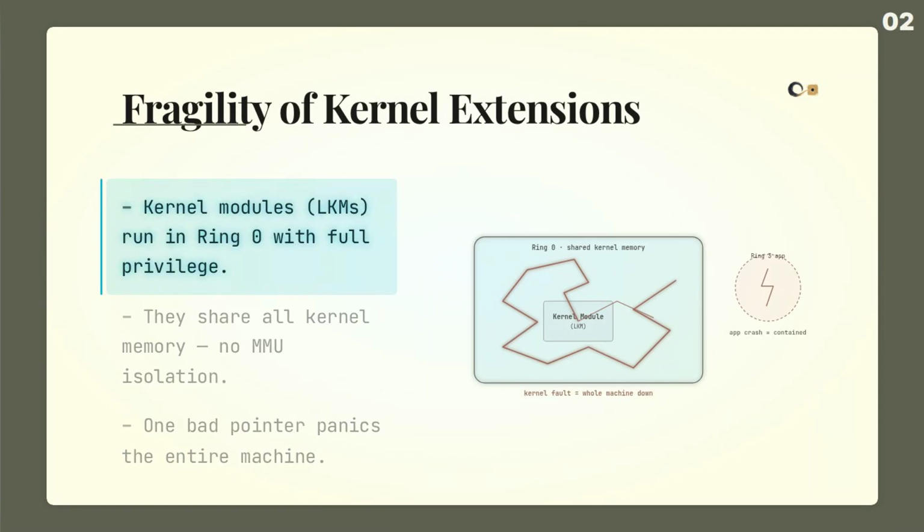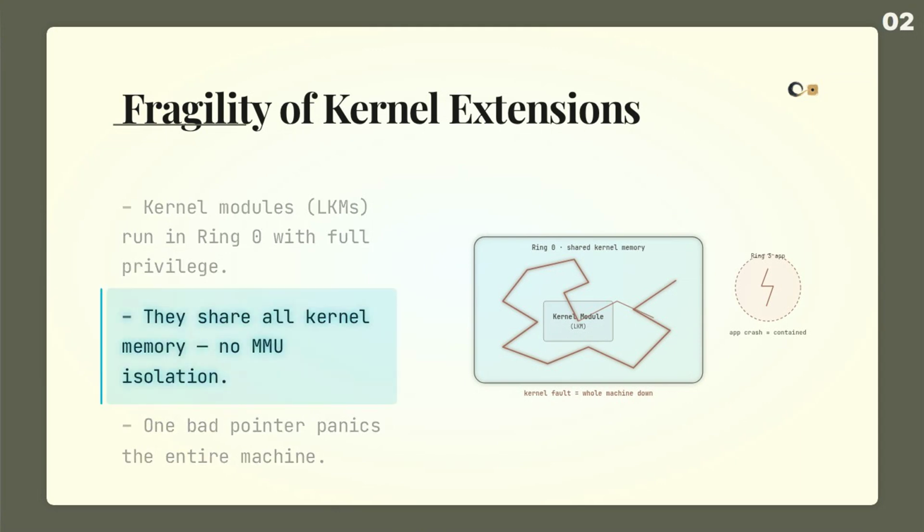Building on our previous analysis of kernel space, let's examine the inherent fragility of kernel extensions. When we write custom drivers or loadable modules, we are introducing third-party code directly into the most sensitive and highly privileged area of the operating system. First, let's look at the privilege risks. Linux kernel modules, or LKMs, execute directly within ring 0. This means they run with absolute CPU privileges.